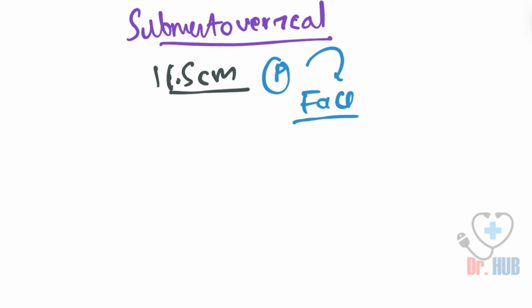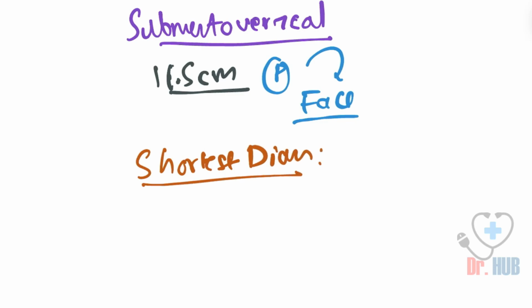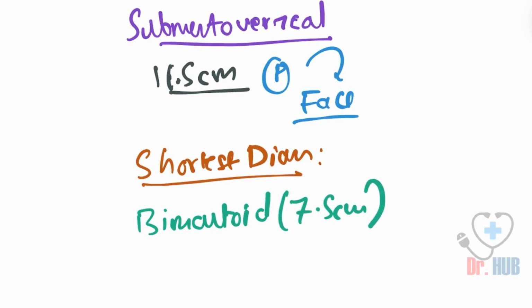The other important points to notice: what about the shortest diameter? This can be asked. The shortest diameter is, firstly, the bimastoid. Bimastoid is the shortest, that is, it is 7.5 centimeters, and it is less than the bitemporal. So bitemporal is nothing but 8 centimeters.